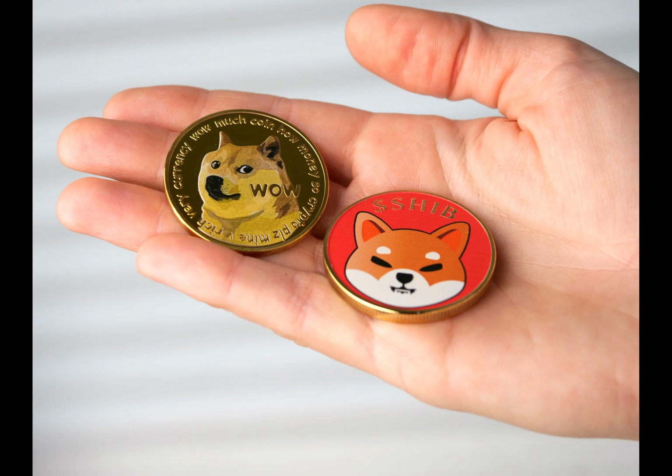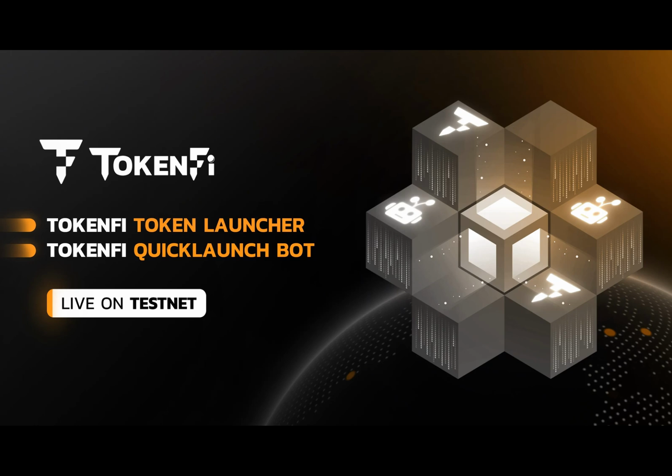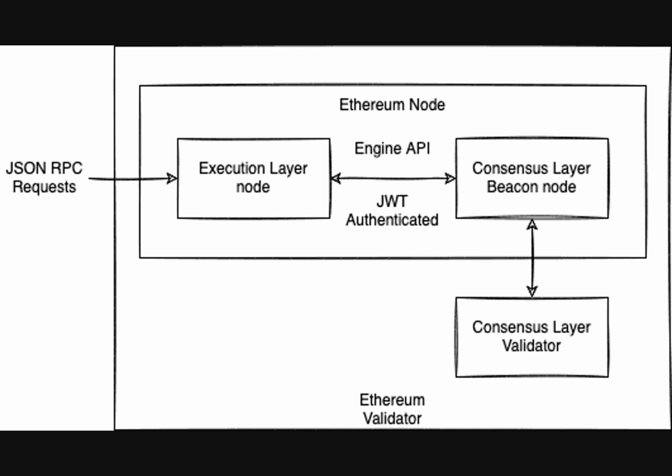The cost of creating a crypto token can vary widely depending on several factors, including the blockchain platform used, the complexity of the token's functionality, and whether you're hiring developers or using no-code platforms. Here's a breakdown of the key cost components. On platforms like Ethereum, you need to pay gas fees for transactions, including deploying smart contracts. These fees can fluctuate based on network congestion.